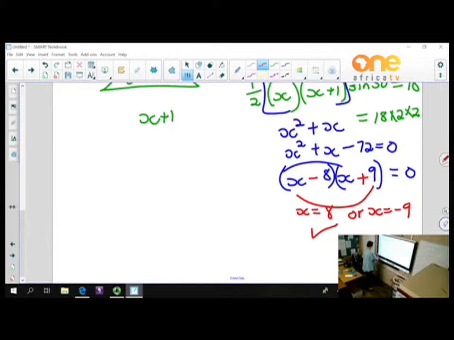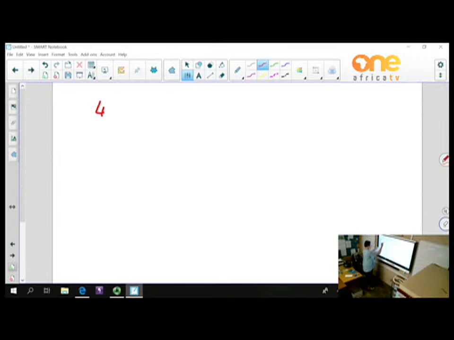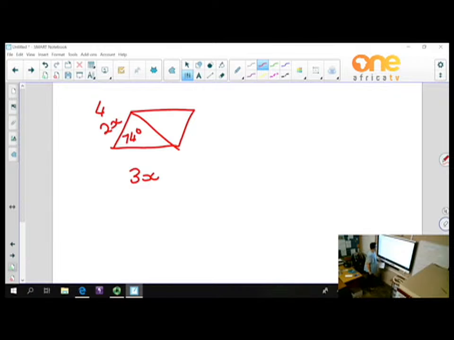Right, question 4. So we've got a parallelogram there. And this angle is 74 degrees. So they say the area is 100 square meters. Find the value of x. Now I'm going to work in the triangle, not in the parallelogram. So half BC sine A.